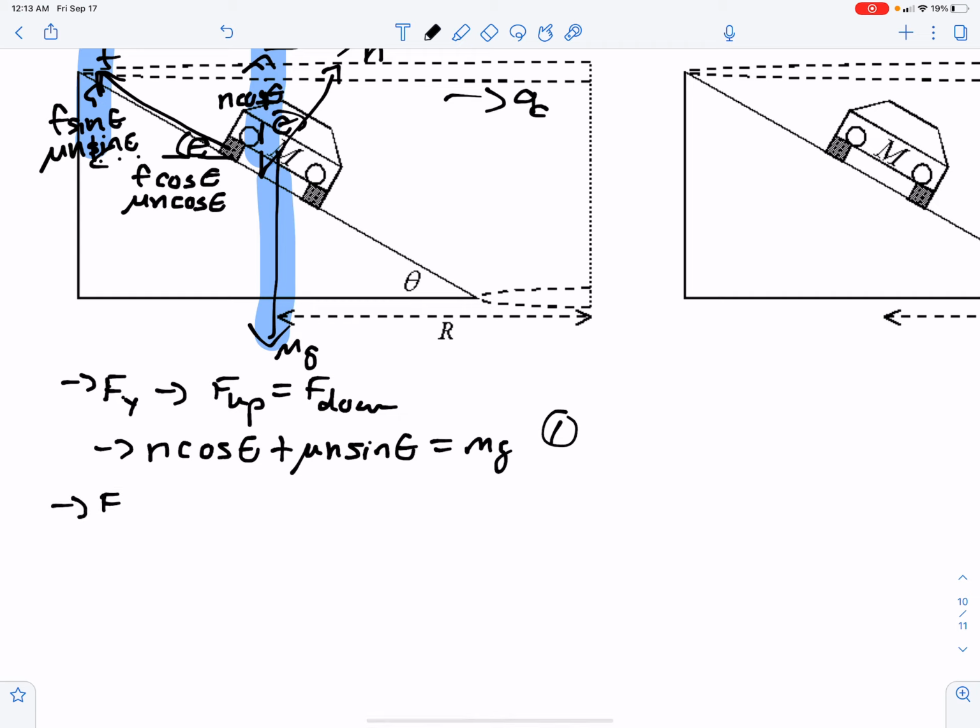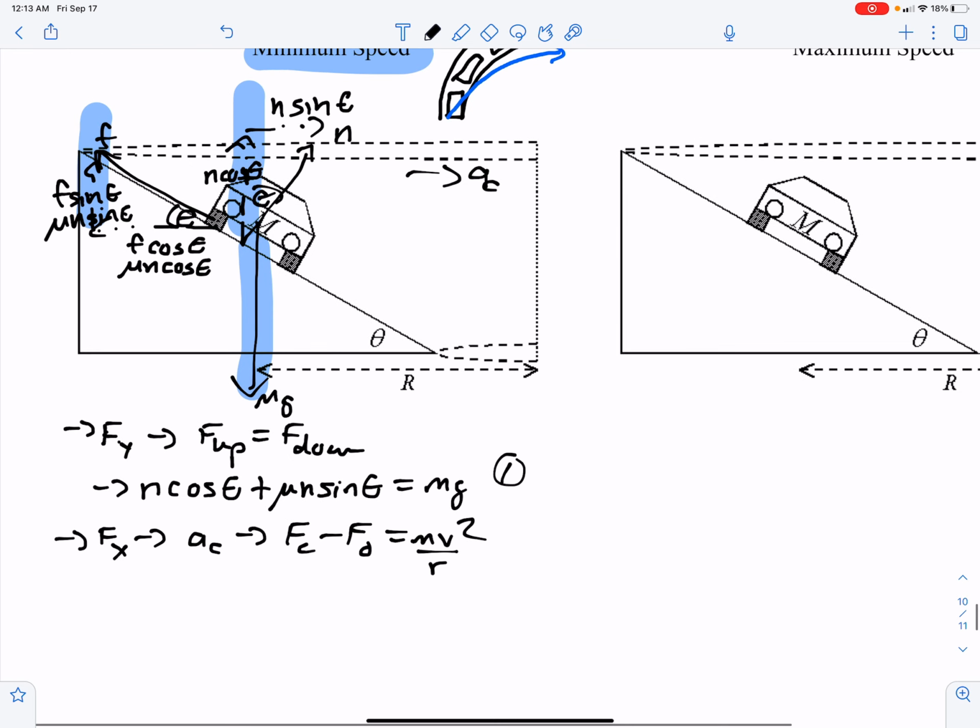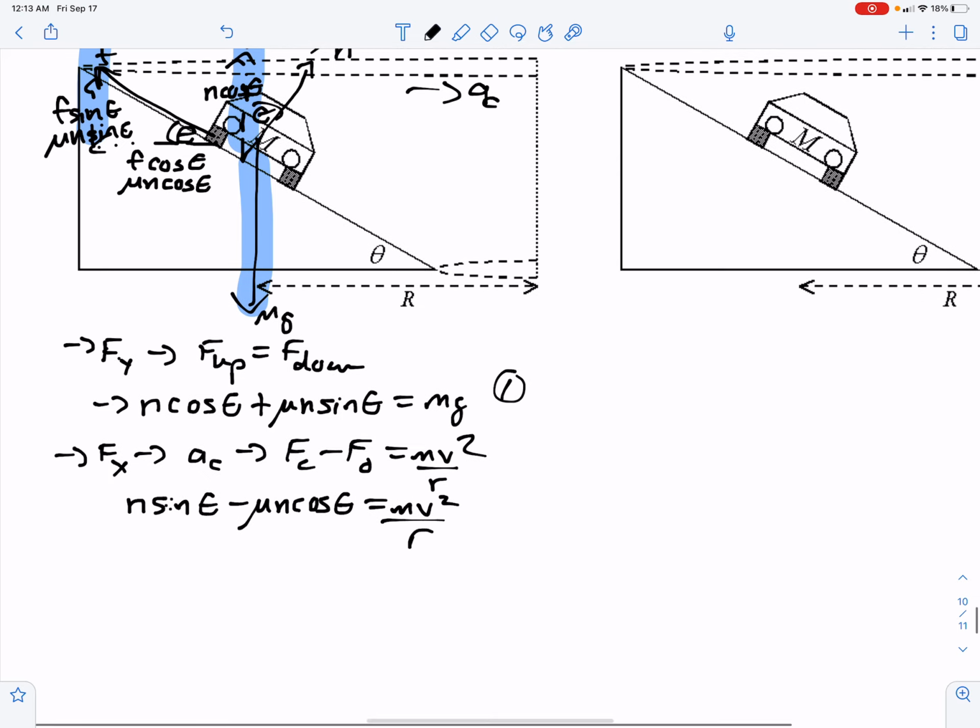And in the x direction, you're accelerating centripetally. So causing force minus opposing force equals mv squared over r. There is no outward force from the circle. Oh, no, I'm sorry. Yes, there is. I didn't look carefully on that one. So into the circle, we have N sine theta. Out of the circle, we have this one here, F cosine theta, so minus mu N cosine theta equals mv squared over r. I'm going to call this equation 2. I'm going to divide equation 2 by equation 1.